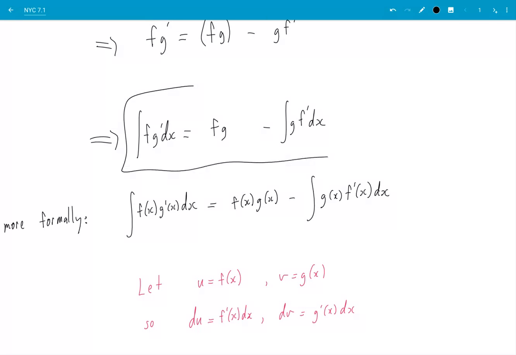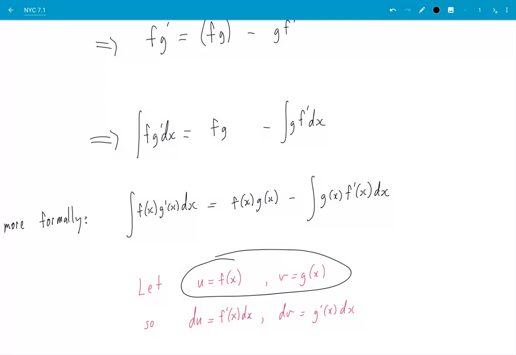Up here I'm being kind of informal, just because it's easier to write it. But now that I have the formal equation, I'll make a couple replacements. Okay, u is going to be f, v is going to be g of x. So we're doing a kind of a change of variables here.